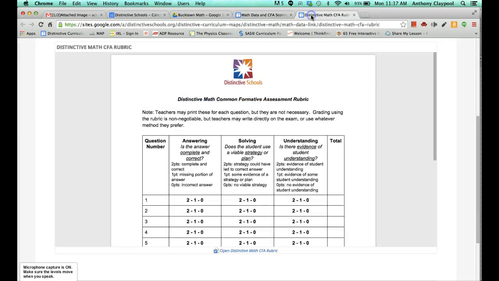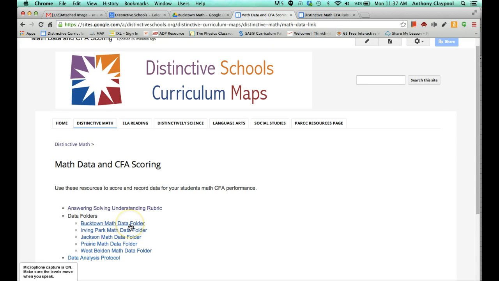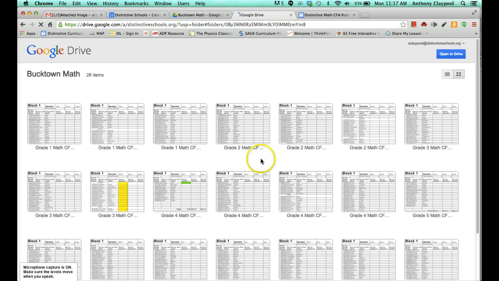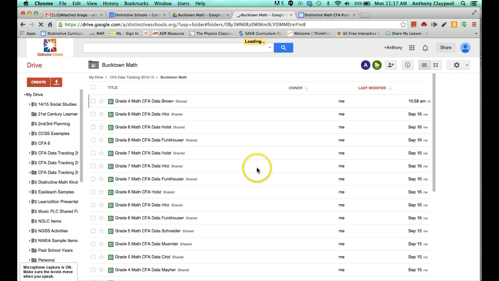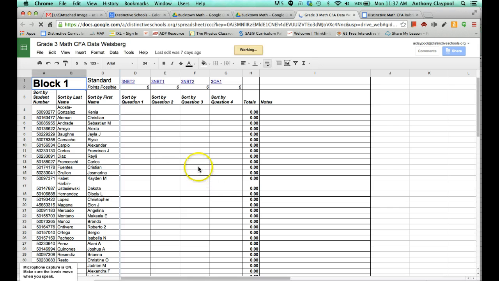So once you've gone through and scored all of your assessments on that 6-point rubric, the next step is to go into your data folder. And let's go into Bucktown and look at, I'm going to open it in Drive, and look at 3rd grade, and let's just say this was Miss Weisberg. And you go in and you can enter each of these scores as you scored them according to the rubric.